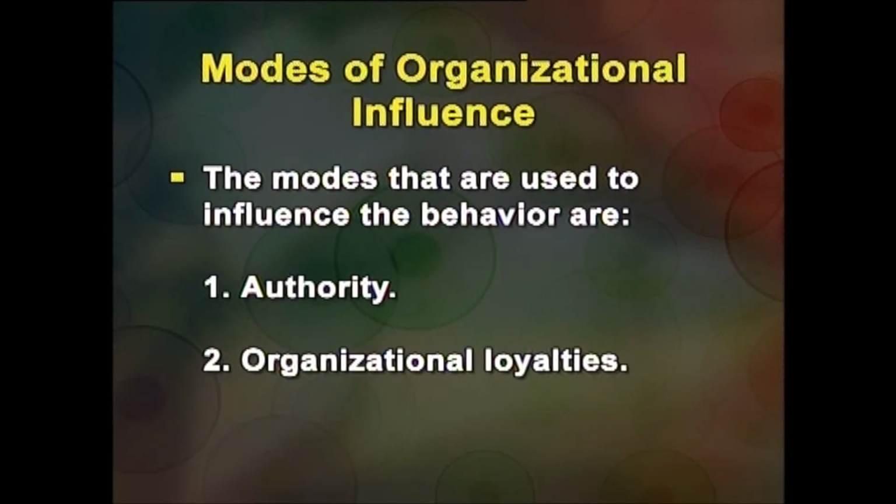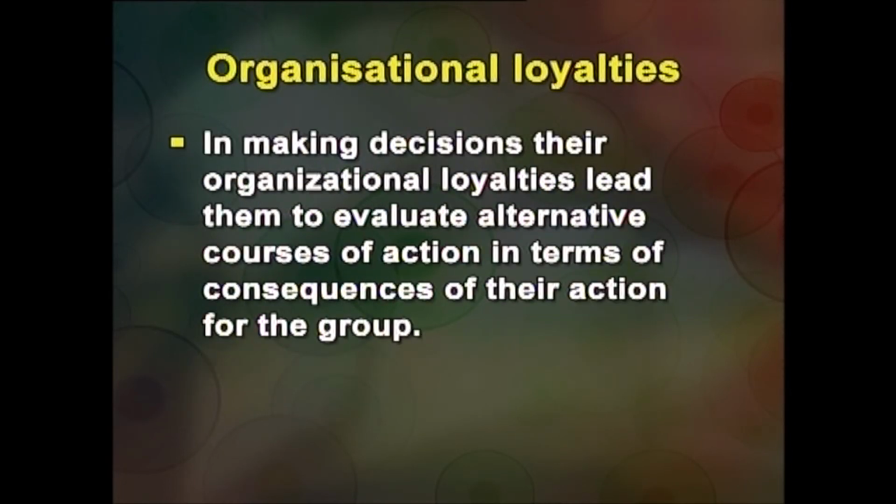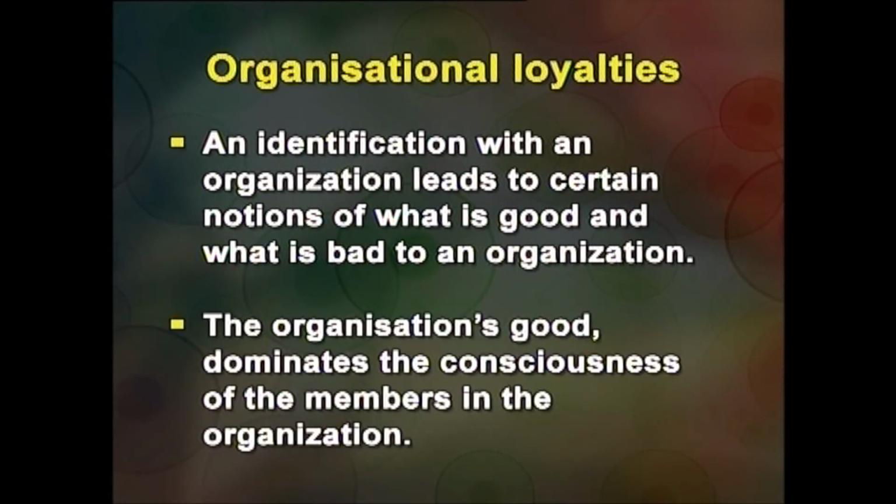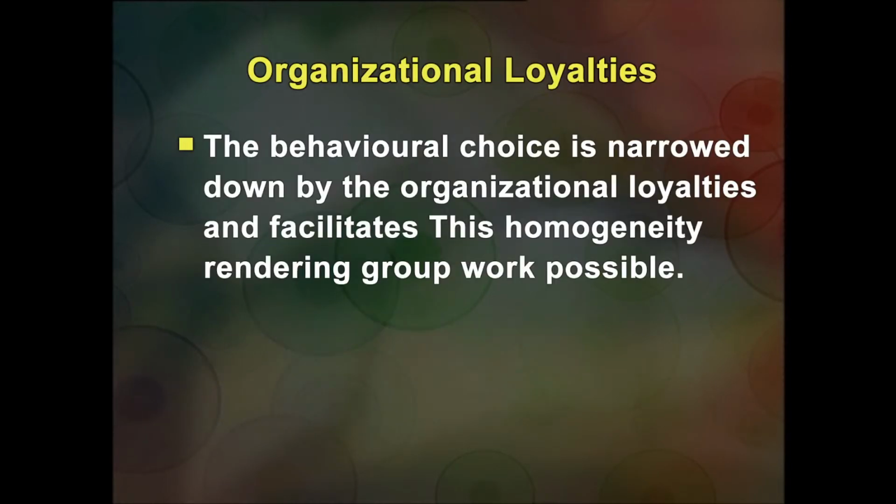The second is organizational loyalties. In making decisions, their organizational loyalties lead them to evaluate alternative courses of action in terms of the consequences of their action on the group. An identification with an organization leads to certain notions of what is good and what is bad to an organization. The organization's good dominates the consciousness of the members in the organization. The behavioral choice is narrowed down by the organizational loyalties and facilitates homogeneity of behavior, rendering group work possible, then the organization is going to be successful.